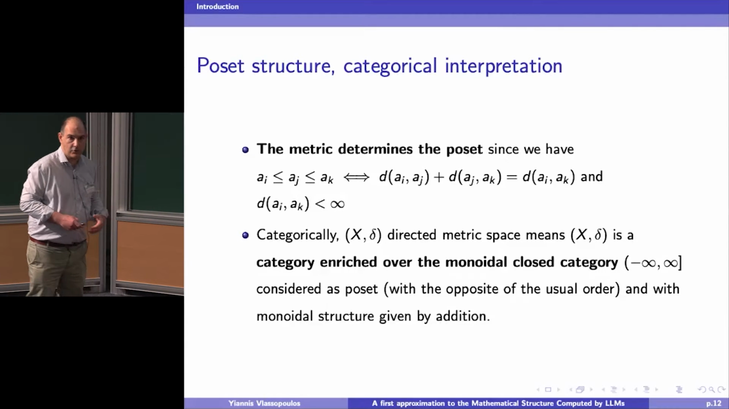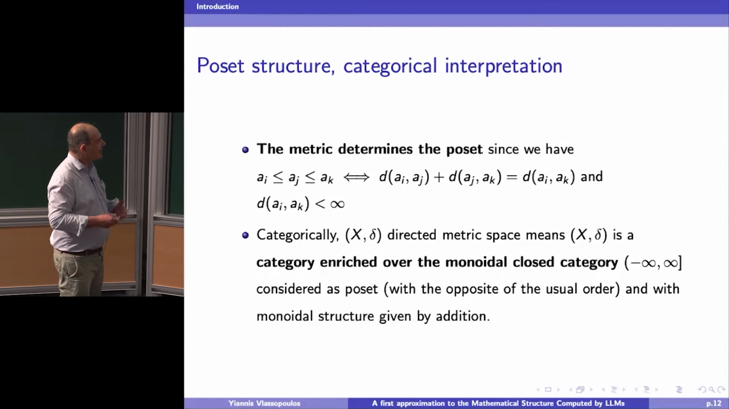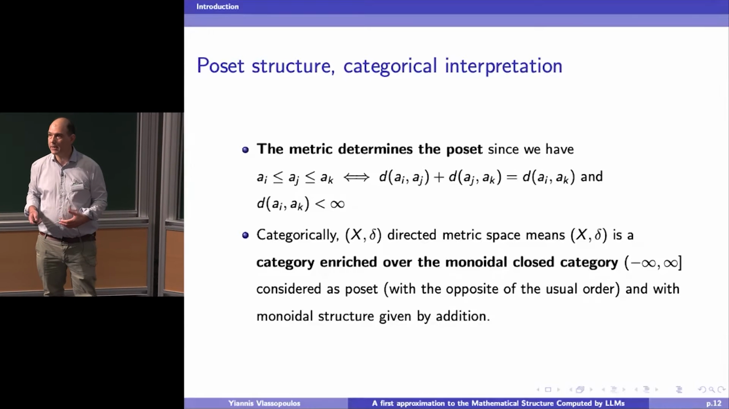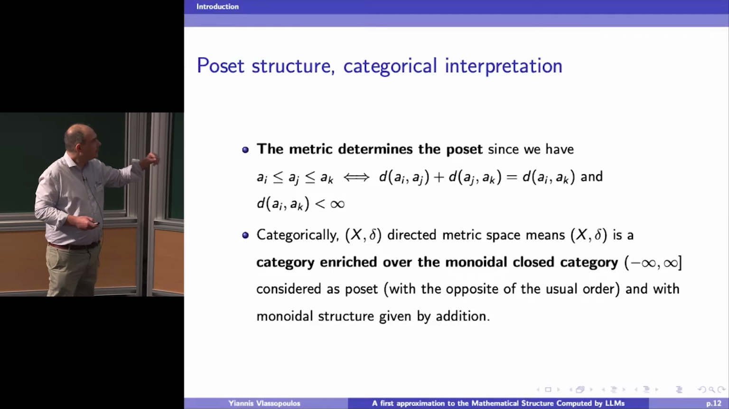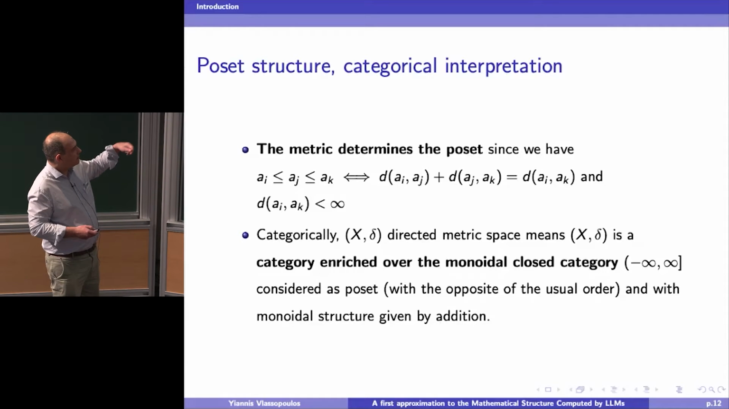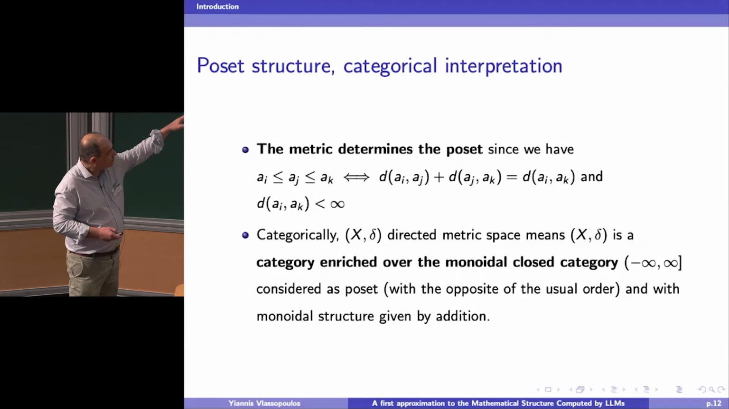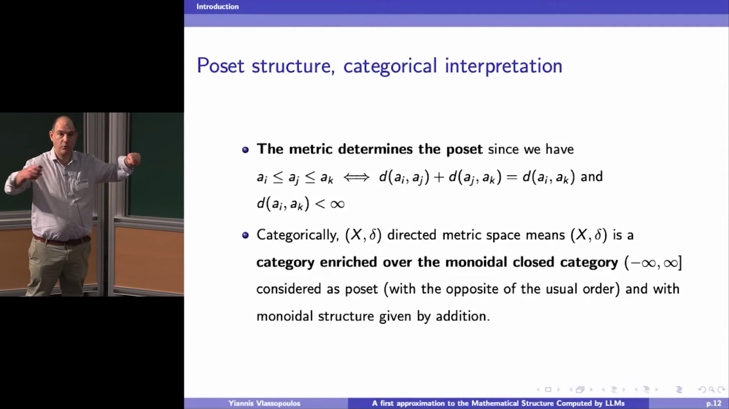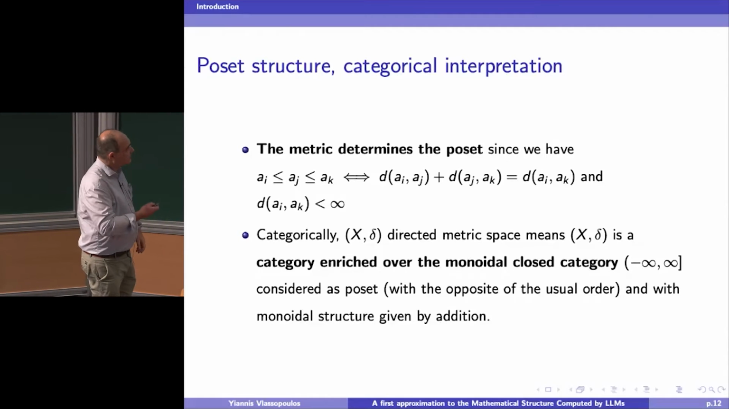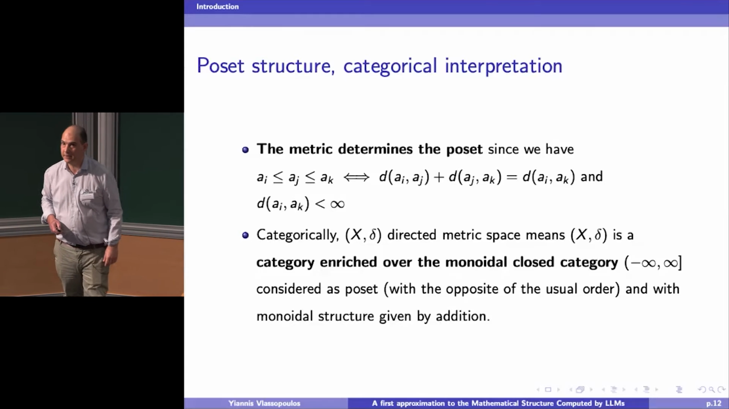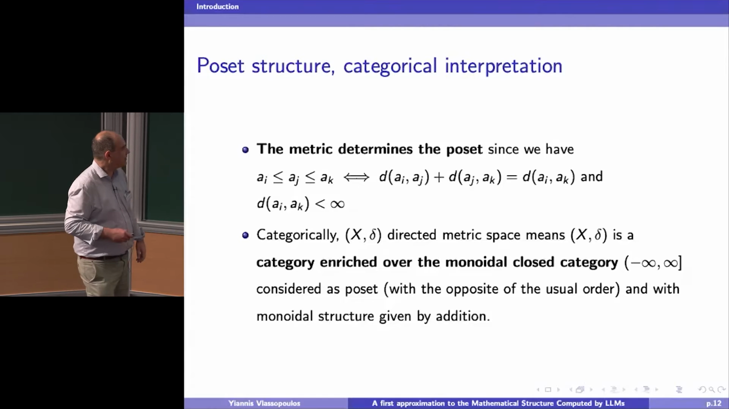And categorically, for those of you who are familiar with category theory, this directed metric space is exactly a category enriched over the monoidal closed category minus infinity, infinity, considered as a poset with the opposite of the usual order, and with monoidal structure given by addition. And why is that the case? What is the point of a triangle inequality? The point of a triangle inequality is just the composition of morphisms. If you write down the composition of morphisms, you get precisely the triangle inequality. And that's not new. This was discovered by Lawvere back in the 70s. He discovered that metric spaces were actually categories, or enriched categories in that sense.